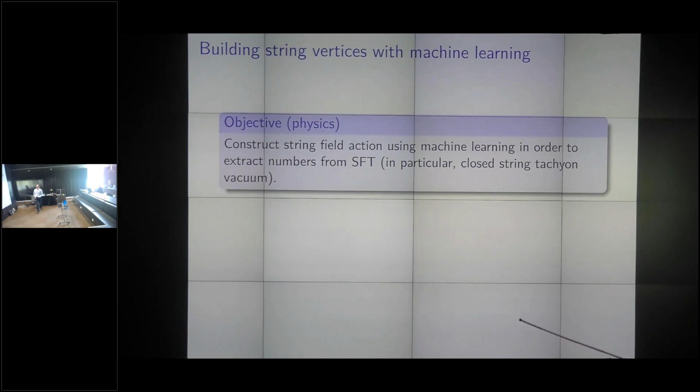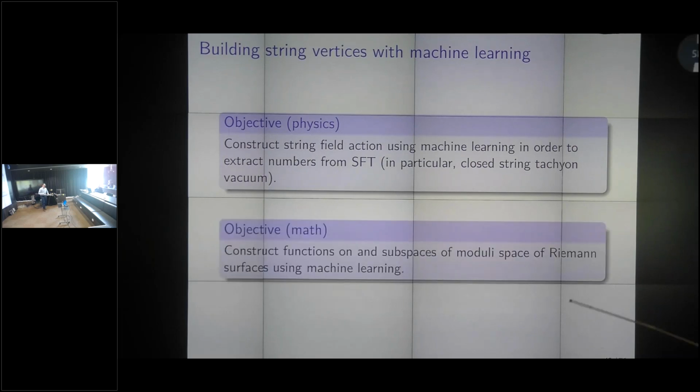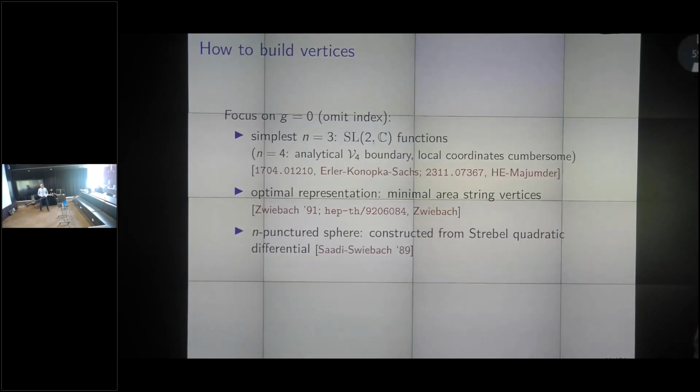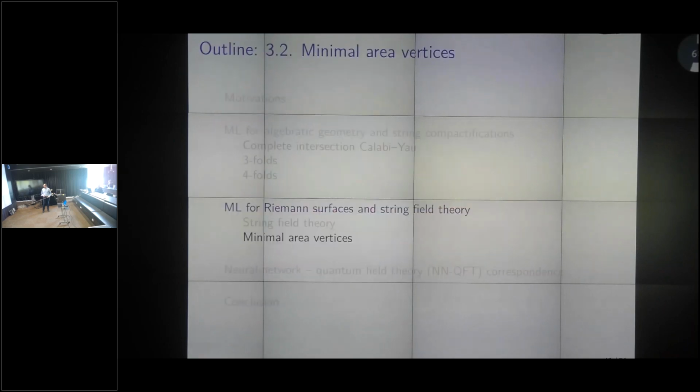So here my goal from the physics side is to construct my string field theory action using machine learning, so that I can then extract numbers and really try to make more predictions. From the math perspective, it's just to construct function and subspace of moduli space. Okay, let me move quickly.